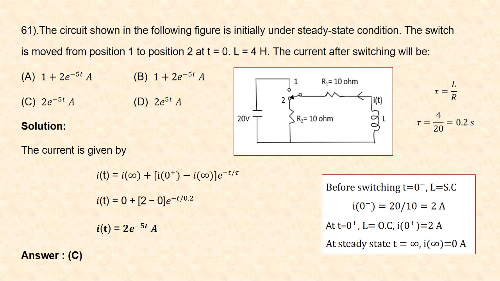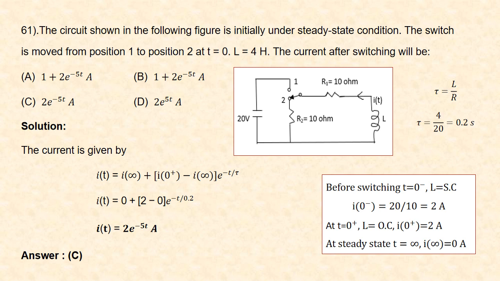Here the circuit is given initially before switching from position 1 to position 2. The switch was under steady state condition. So after switching from position 1 to 2, the current will be given by I of t equals I of infinity plus [I of 0 minus I of infinity] into e to the power minus t by tau. Here tau is the time constant. For an RL circuit, the time constant tau is nothing but L by R.